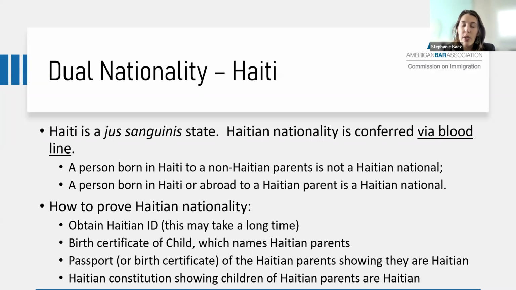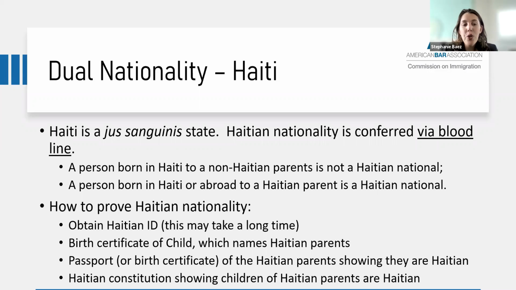So that's the situation that we're seeing with a lot of Haitian families that are arriving. They might have a young child who was born in Chile, for example, to Haitian parents. And so that child has Chilean citizenship, and we need to also prove for the TPS application that they are Haitian. So how can we do that? The easiest way, in theory, would be to obtain a Haitian ID for that child. If they also happen to have a Haitian passport or other documentation showing that they're a Haitian national, that's great, and that should be submitted with your TPS application. However, that can take a really long time to obtain if they don't have it already.